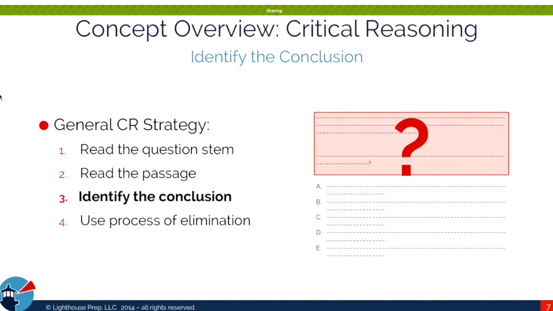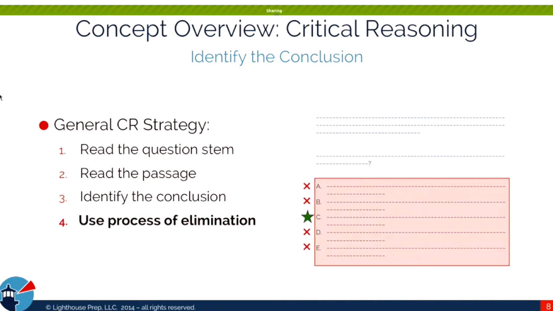After you read the passage, you want to identify the conclusion, and that's what we're going to be going over today: how can you identify a conclusion. It's very important that you do identify the conclusion. And then finally, you want to use a process of elimination in selecting the correct answer choice.